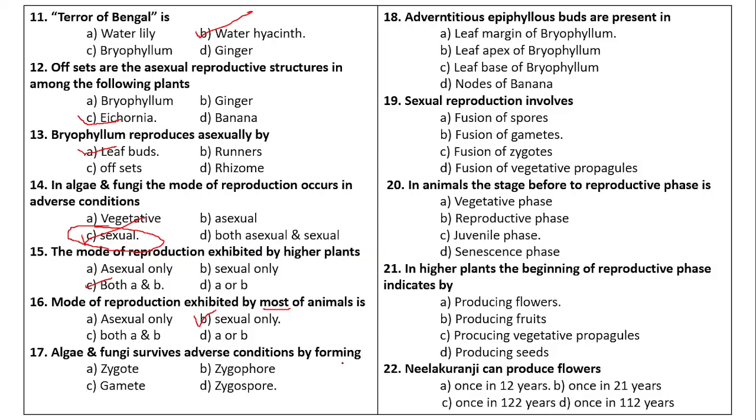Very easy one here, as we have already discussed the same and a similar question earlier. Look at the 14th question. In algae and fungi, the mode of reproduction in adverse conditions is sexual, as you already know. The 17th question is also very similar. Algae and fungi survive adverse conditions by forming zygote, zygophore, gamete, or zygospore.